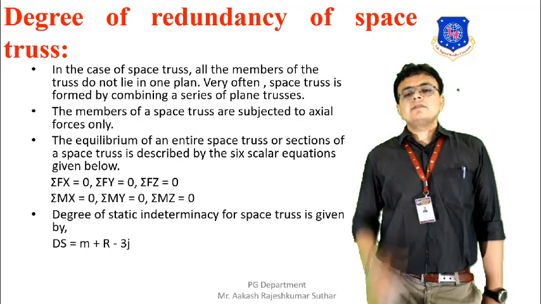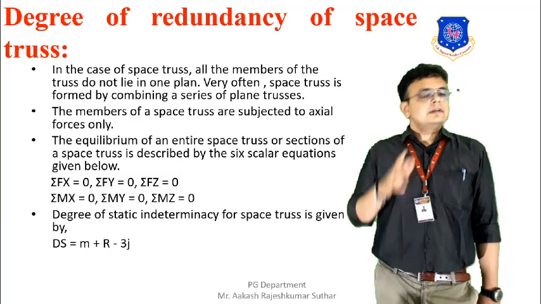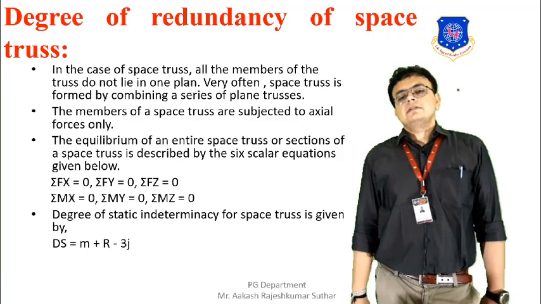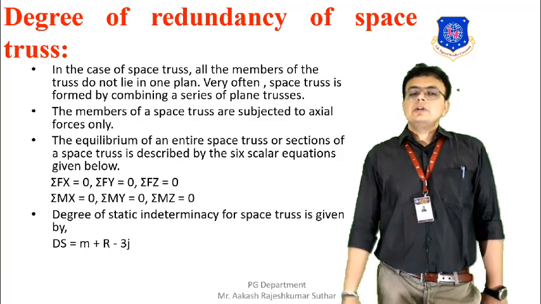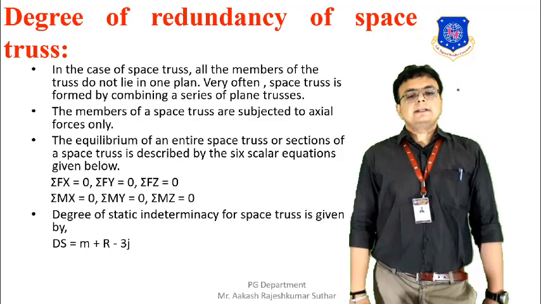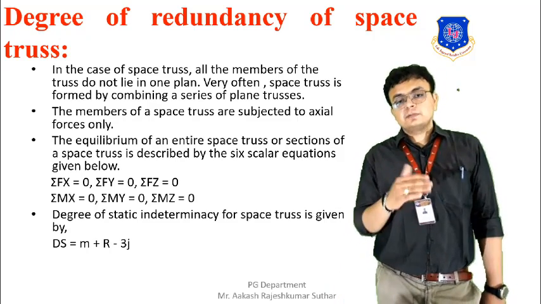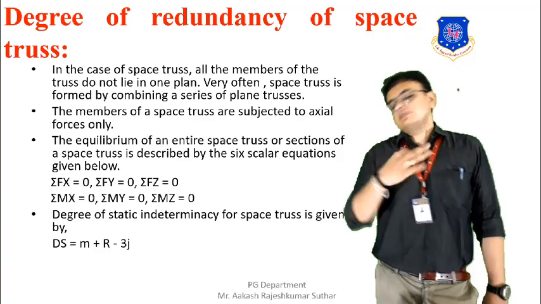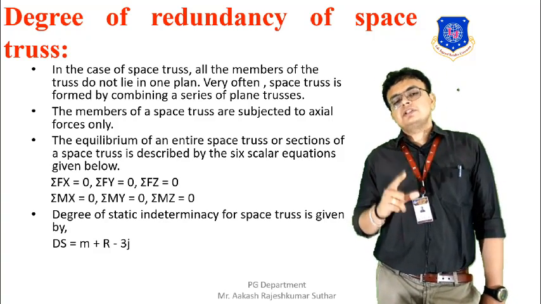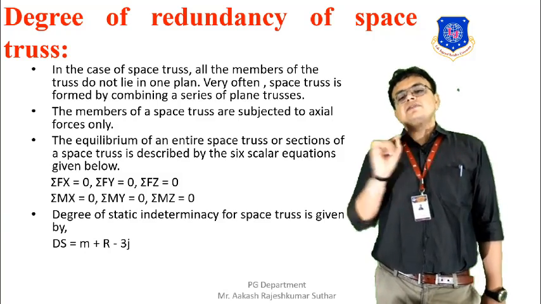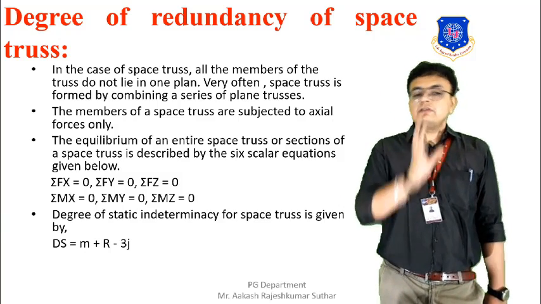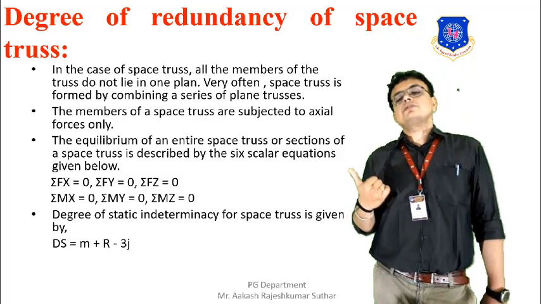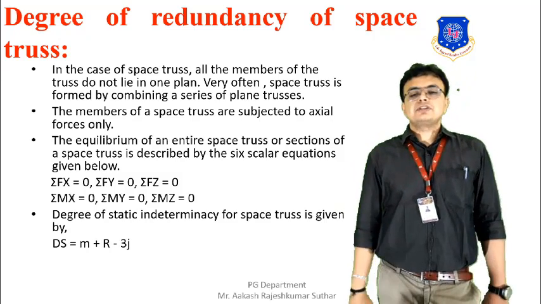The members of the space truss are subjected to axial force only, the same as in a plane truss. The equilibrium condition of the entire space truss, or a section of the space truss, is described by 6 scalar equations. Summation of Fx is equal to 0, summation of Fy is equal to 0 and summation of Fz is equal to 0, which means the summation of all the forces in the x direction is equal to 0, in the y direction will also be equal to 0, and in the z direction will also be 0.